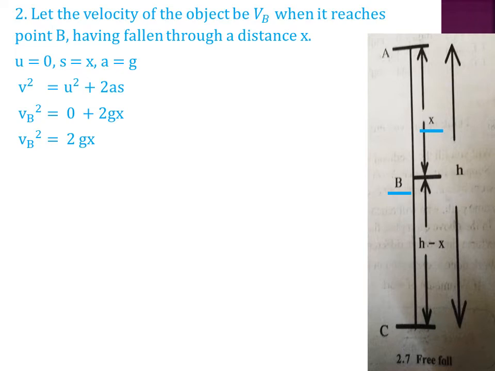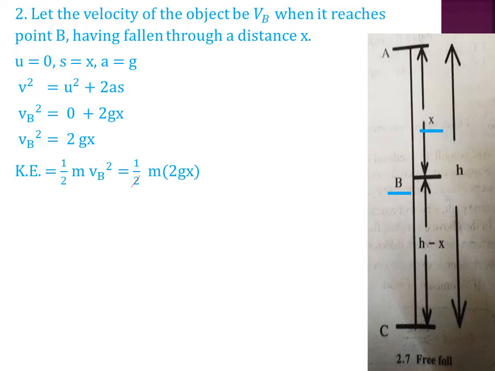We know kinetic energy is equal to half m v square. Now here it will be half m Vb square because we are finding velocity at point B, and we will put the value, half m 2gx. The 2 will get cancelled, so kinetic energy will be equal to mgx.